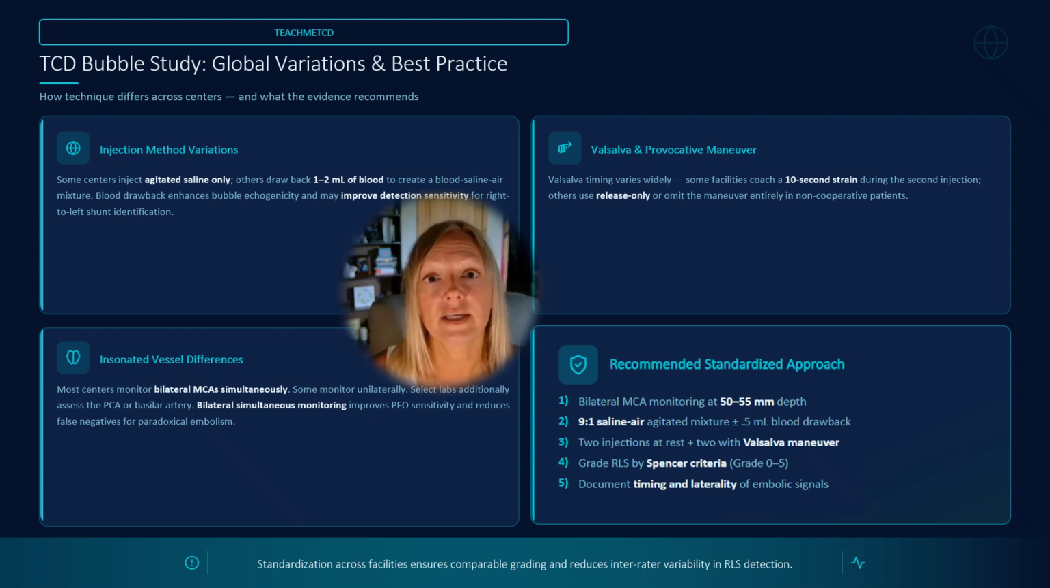If the extracranial ICA or basilar artery are insonated instead, this can be performed, obviously, and bubbles can be found. However, using the Spencer shunt grade in reporting this exam is not recommended. Allowing reporting verbiage to change to showing positive or negative results without using the verbiage of Spencer shunt grade would be recommended.